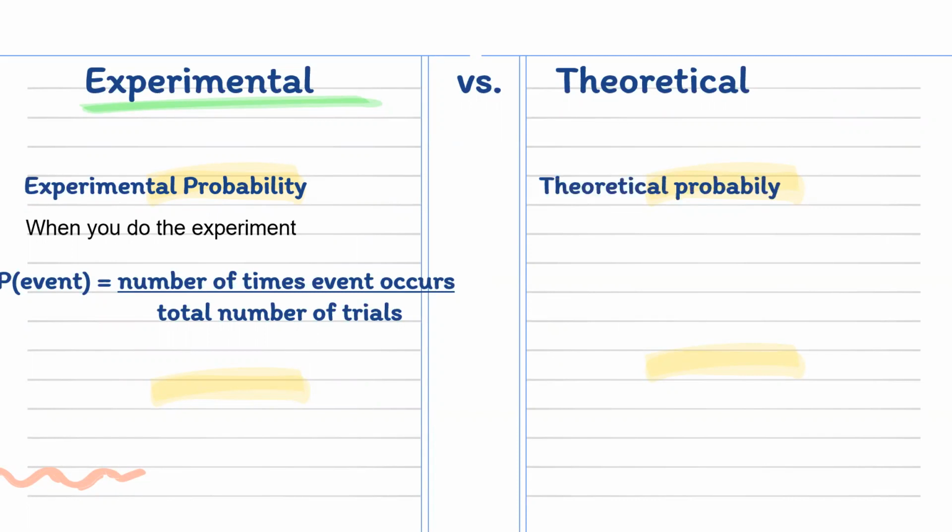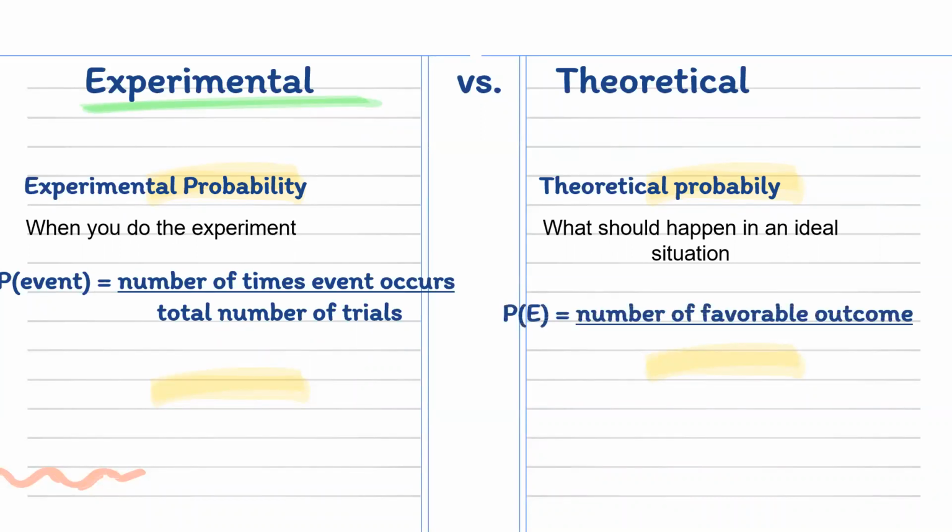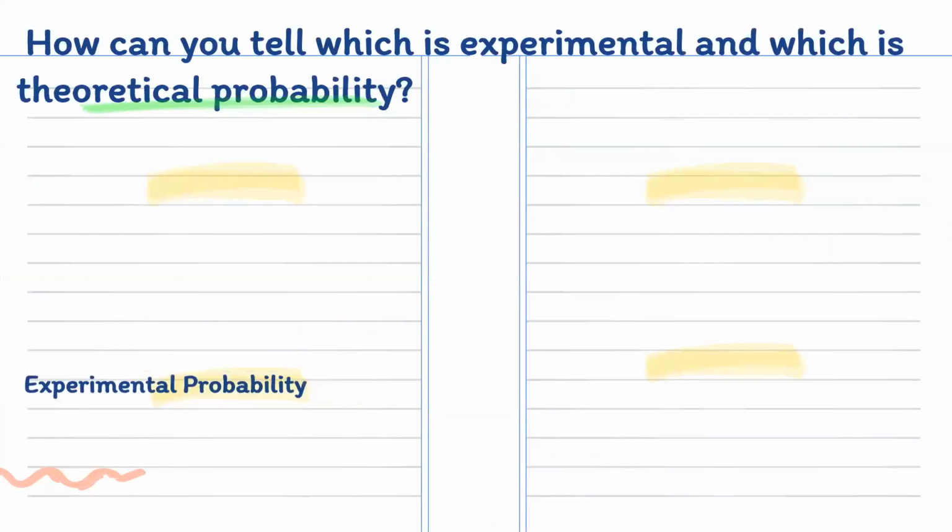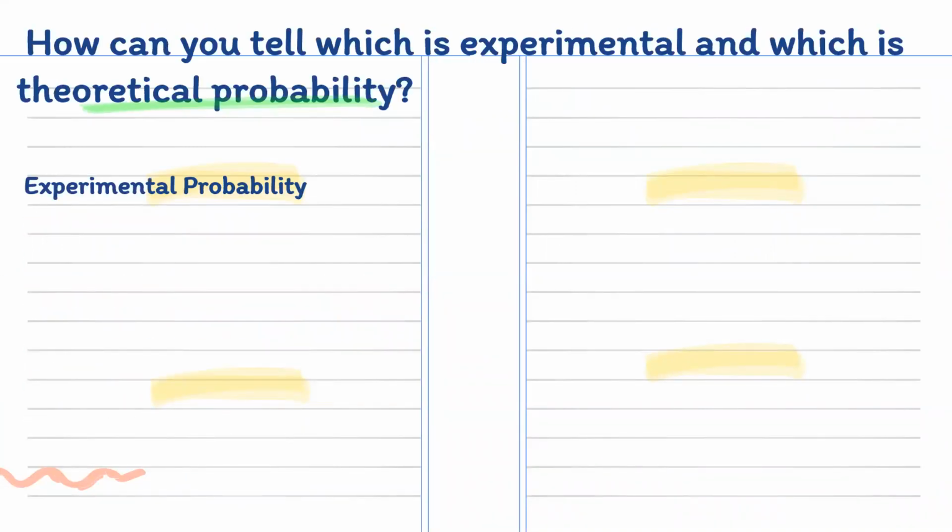Next, we have the theoretical probability. Theoretical probability is just what should happen in an ideal situation. It depends on the variables or on the given data. Then we also have the probability formula for theoretical probability, which is the number of favorable outcomes divided by the total number of possible outcomes. Now, how can you tell which is experimental and which is theoretical probability?